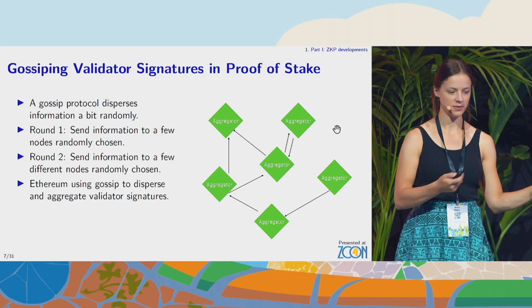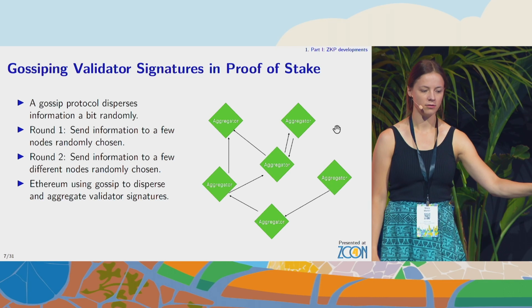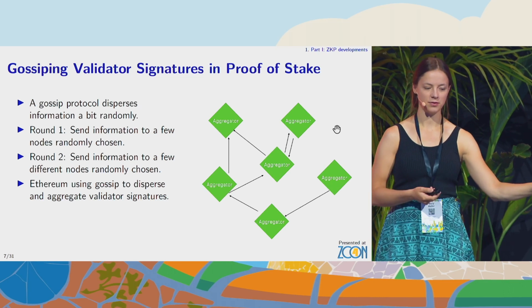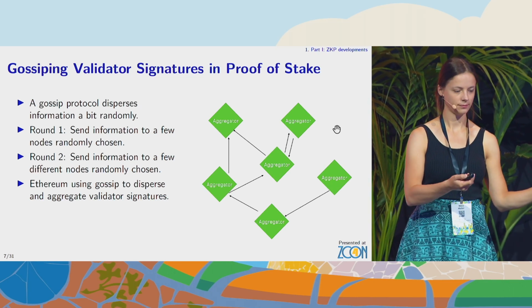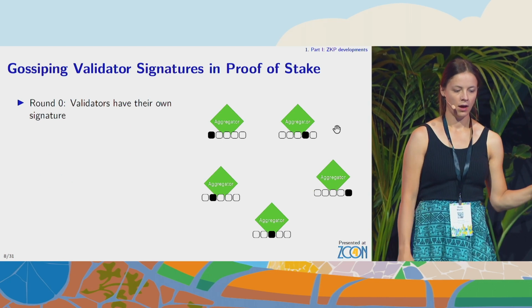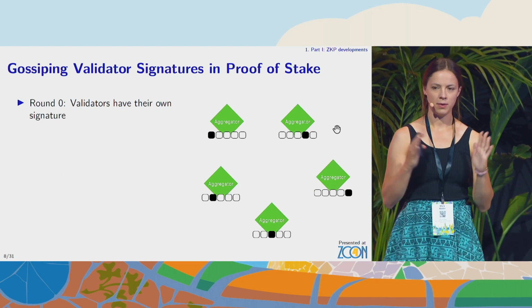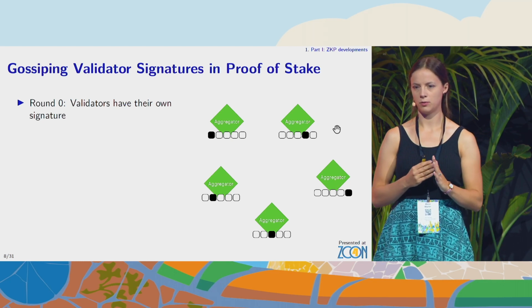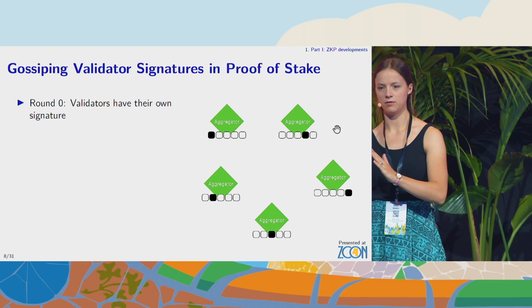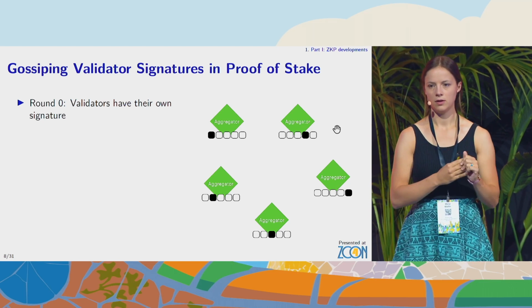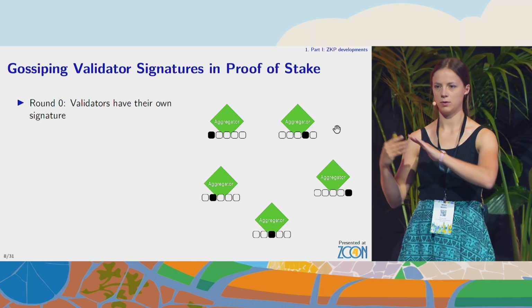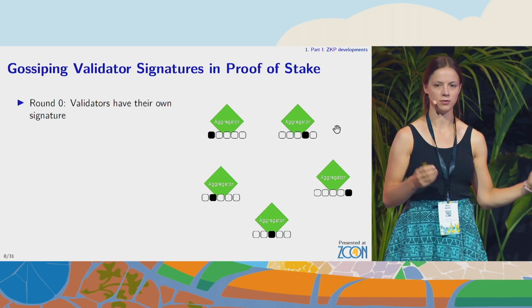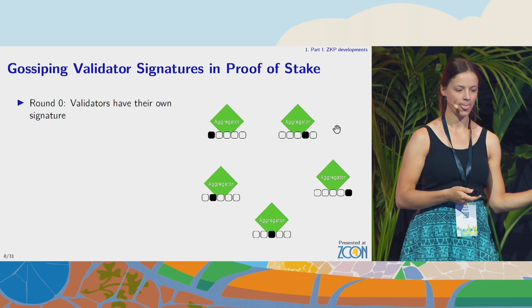So in the first round, you send some information to a few randomly chosen nodes. And in the second round, you send some information to a few different nodes. In order to make the amount of information we're sending not too big in each round, we're not sending all of the signatures individually. Instead, we're aggregating them. So we have one aggregate signature which you'd send in each round, as well as a bit field saying who's signed and who hasn't signed.